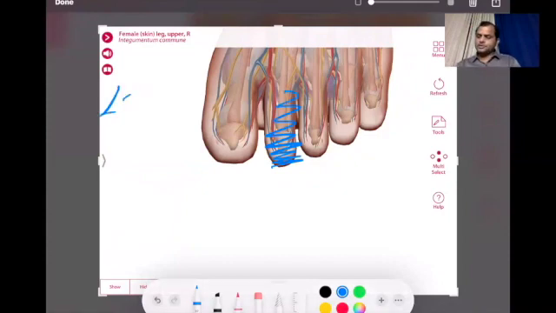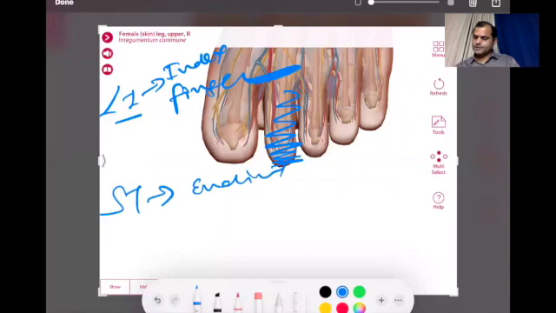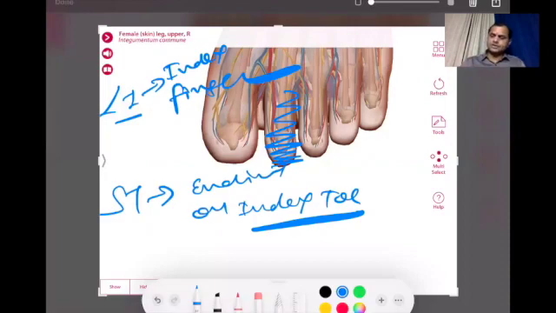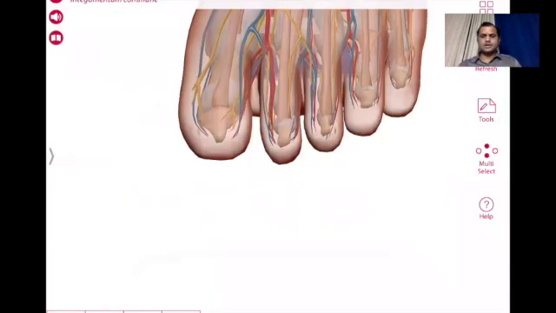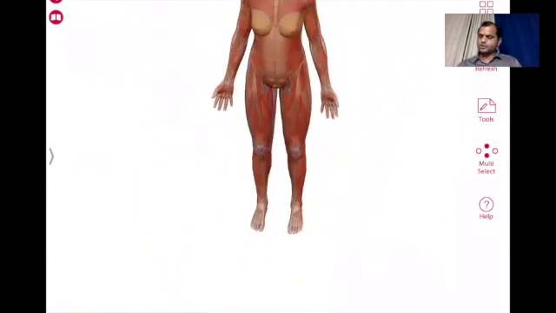So the upper Yang Ming is large intestine, which is starting from the index finger. And lower Yang Ming is stomach, which is ending on the index toe. So index to index, that is the root of Yang Ming. And the responsibility of Yang Ming is to supply the frontal part of the human body.